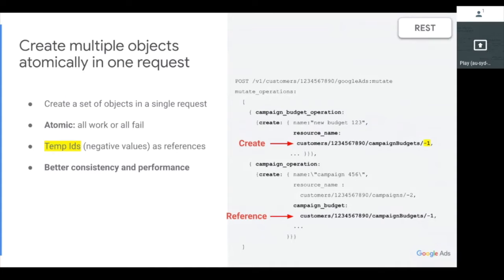as -2. So in case you want to create ad groups after this, you can refer to this campaign ID. And the same, when you want to create an ad group ad or ad group criterion, you can set a temporary ID for the ad group. This will result in better consistency and performance overall in your account.